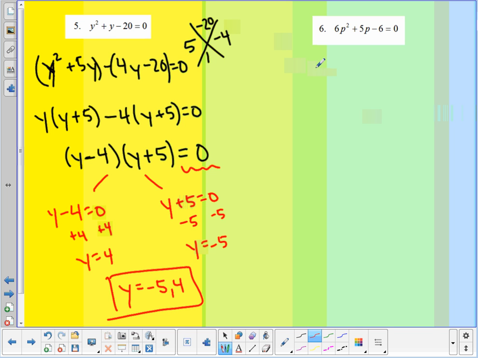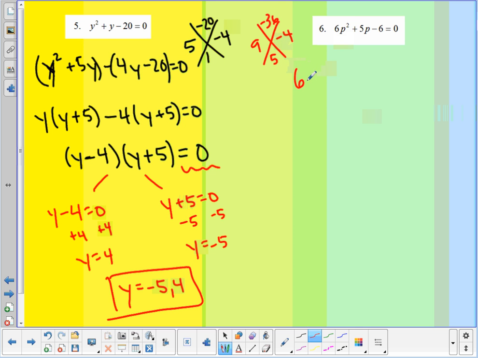Same thing in number 6. I'm going to start by factoring. So 6 times negative 6 gives me negative 36, and then the middle term is positive 5. And when I find the two numbers for that, I'm looking at 9 and negative 4. 9 times negative 4 is negative 36, and 9 minus 4 is 5.